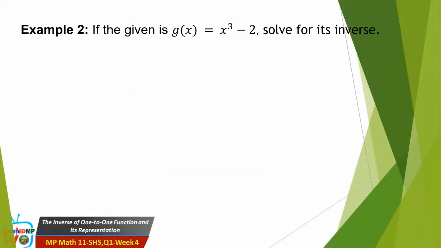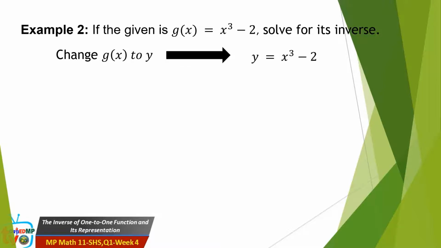Another example, if the given is the function g of x which is x cubed minus 2, solve for its inverse. Again, you are going to apply the steps done in example number 1. First, you are going to change the function g of x to variable y. Therefore, y is equal to x cubed minus 2. And next is interchange the variables x to y and y to x. From y which is x cubed minus 2, interchange its variable y to x. So, x is equal to y cubed minus 2.